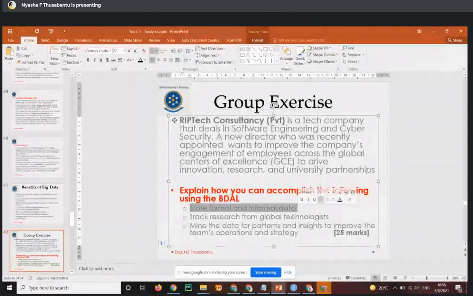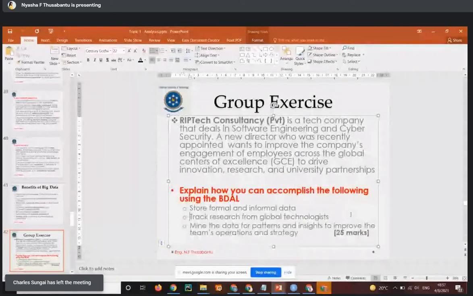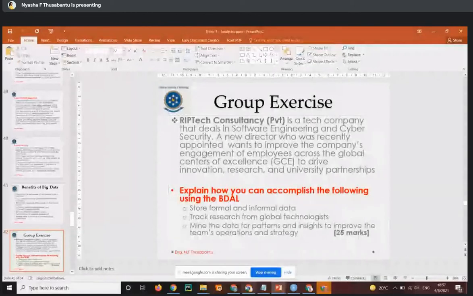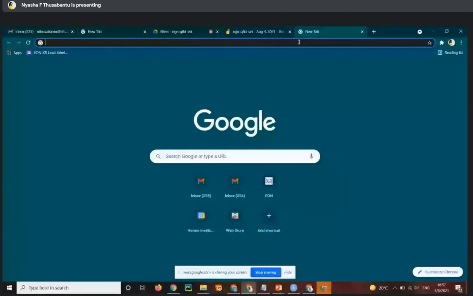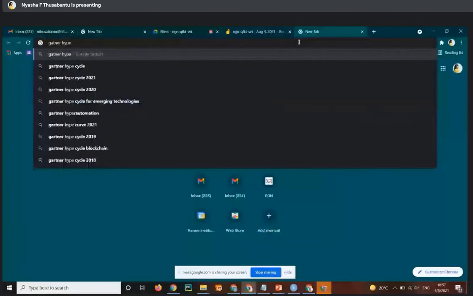Track research from global technologists. I have researchers in Riptech Consultants. So how am I going to track that research and match it against the global players and say, okay, I think our research is going in the right direction? There's something called the, I don't know if you've heard about this, the Gartner hype cycle.